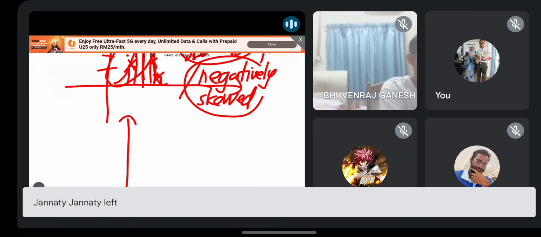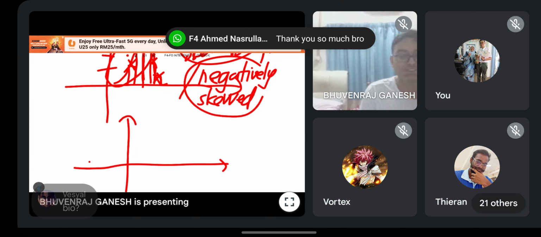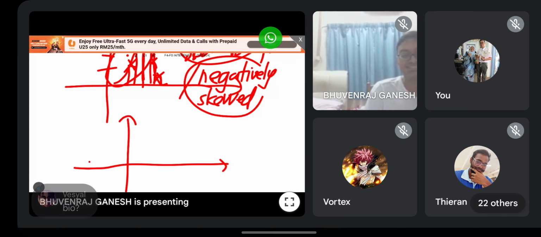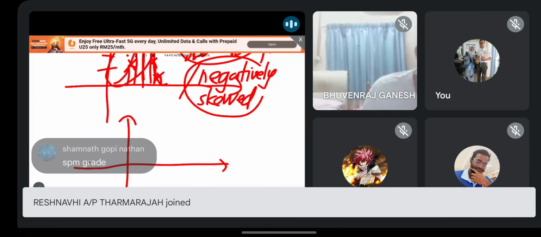Guys, this graph is very useful in one scenario. You all know what dah? Graph ni sangat penting in one case. Anyone know? Just to make a joke. No? Of course not bio lah. Yes, I'm not. SPM grade.